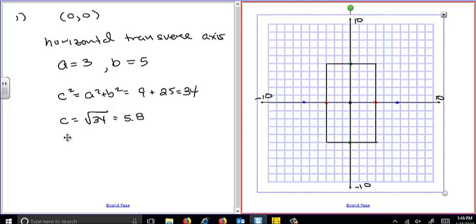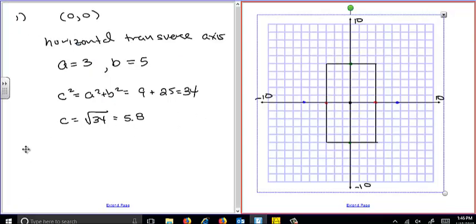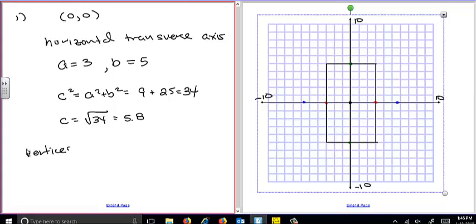Okay, so what do we need to know? Vertices. The vertices, those are the red things, and those points are going to be (-3, 0) and (3, 0). So those are those two points. You go from the center to the left 3, and from the center to the right 3. The foci are also along the x-axis, so y is 0 for both of those. And c is 5.8, so we go plus 5.8 and minus 5.8.